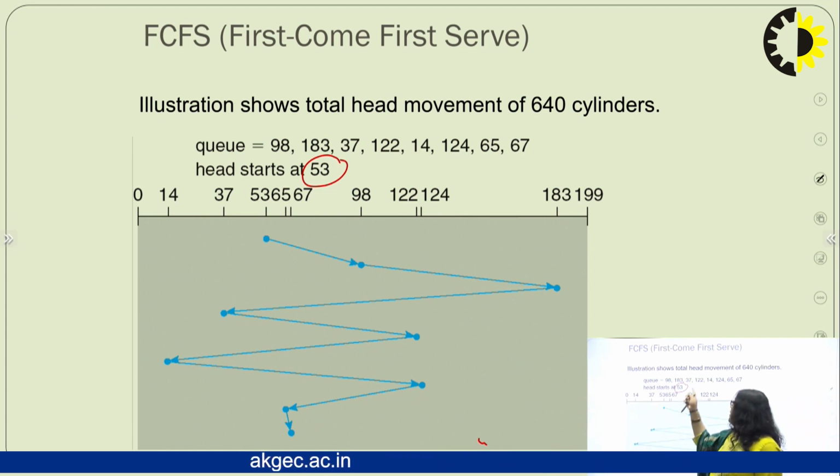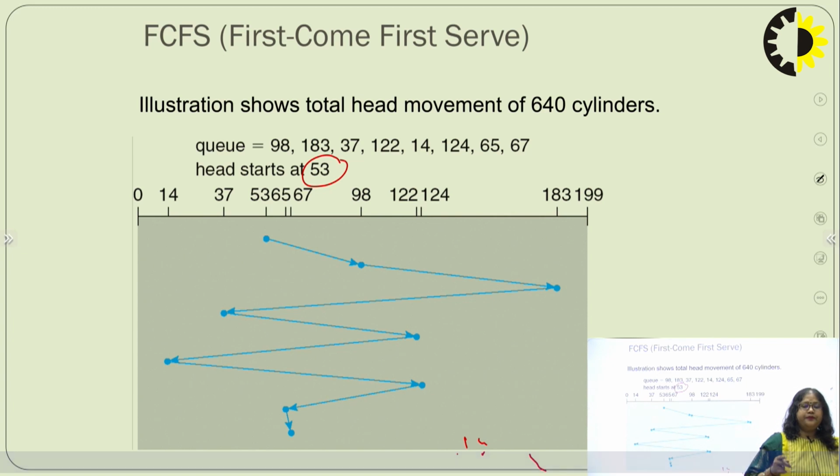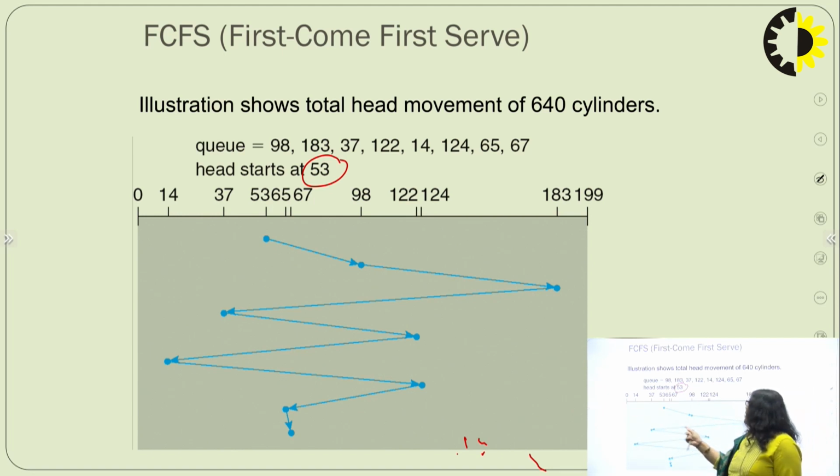Then 37. According to the ordering, we just move from one place to another for reading that number. So this is 183 to 37, then 37 to 122, then 122 to 14, then 14 to 124. Same, this is the first come first serve mechanism. Whichever number is in the queue, we move one by one, and we start from the head count of 53. So this is the basic diagram of FCFS, a searching diagram of the numbers present in the queue. We just move one by one.